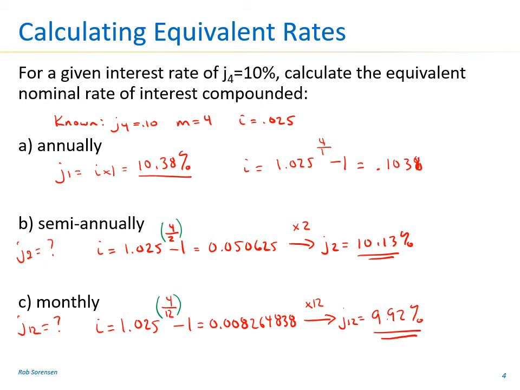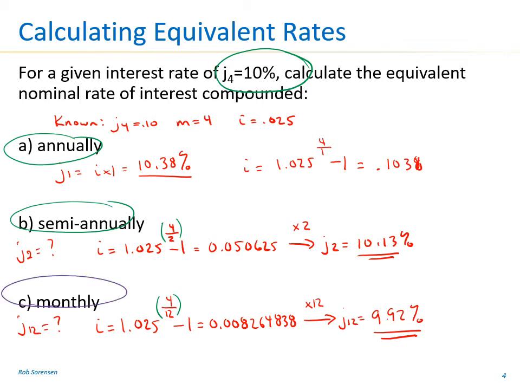Let's have a look at all of these guys. We started with 10% quarterly. When I compounded less often, like I did in these two guys right here, annually and semi-annually, I needed to have more interest per year to make up the difference, didn't I? 10.38 or 10.13. When I compounded more often than quarterly, I could get away with a rate that was a little bit less than 10 because I was going to get an extra boost from that compounding effect. That's the idea of equivalent rates.